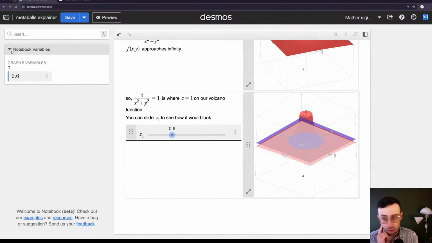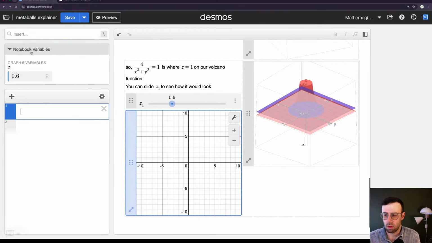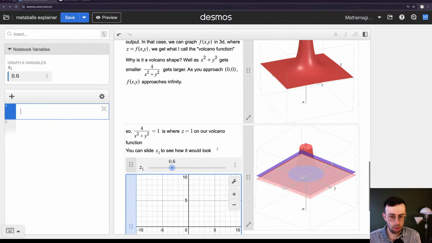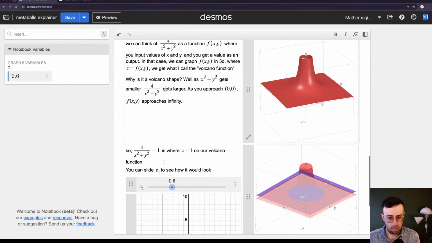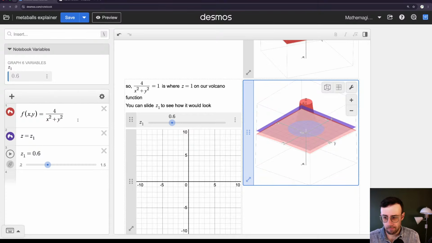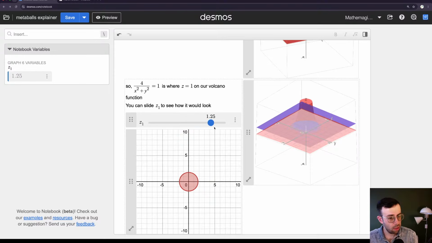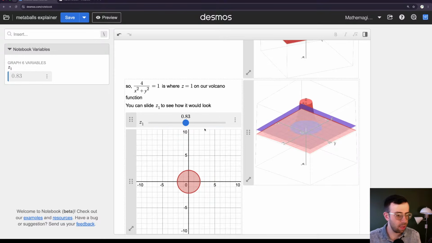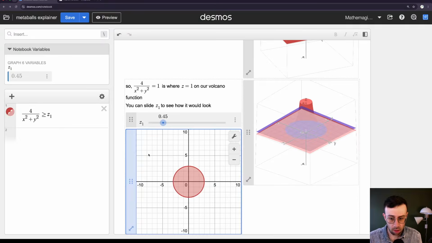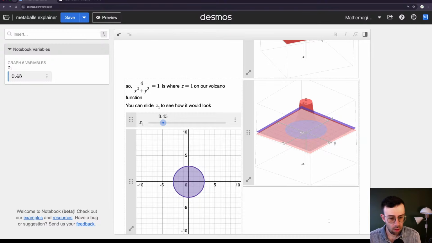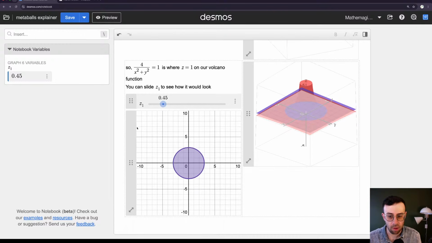Okay, but I also want to make a new graph, and I want to use Z1. So as I move Z1 now, it's going to show, oh, maybe I should make this one purple to show it. Nice. Okay, well that looks really bad formatting wise.